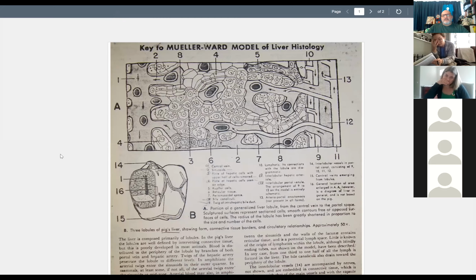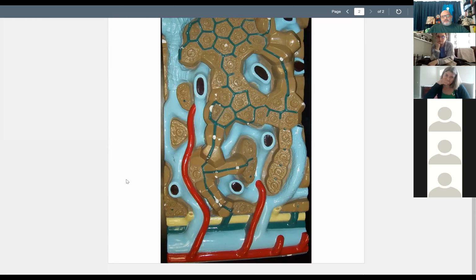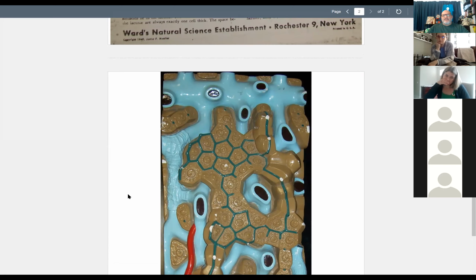Can I decrease the magnification of this? I don't know if I can, but that's all right. You can see it on your own. Great model, does a great job of showing all these things, and I guarantee you need to know this because this will be on the lab exam.